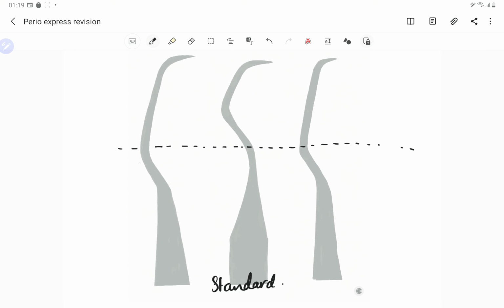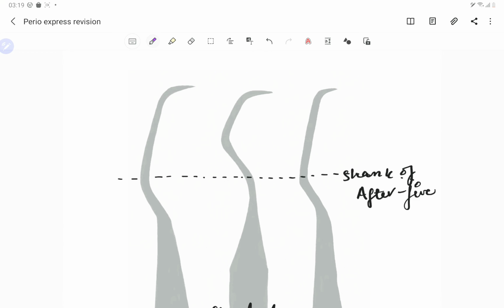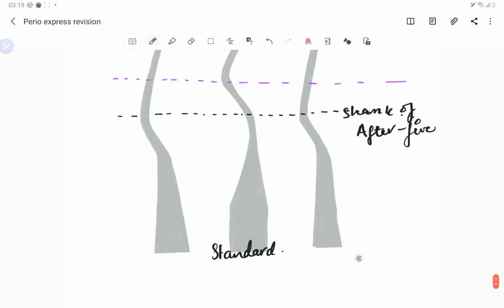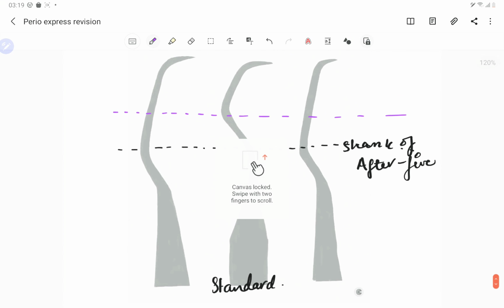Okay guys, this is the shank of the after 5, which we have just now covered. And here is the shank for the standard one. So as you can see here, the standard curette and our, this is guys after 5.